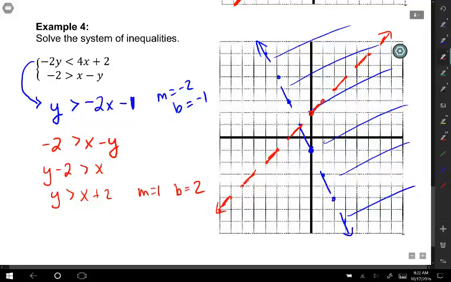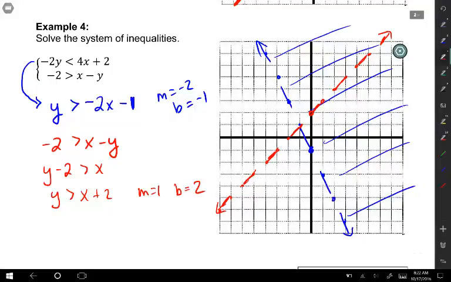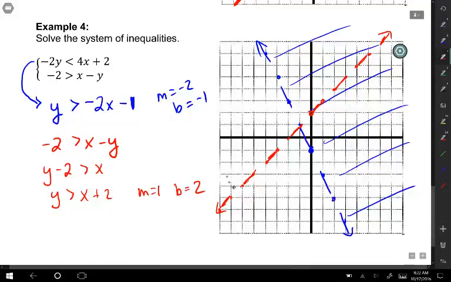Why did I make it dotted? Yep. Where do I shade? Do I shade above this or below this, Anna? It's greater than, so we shade above. Good call.